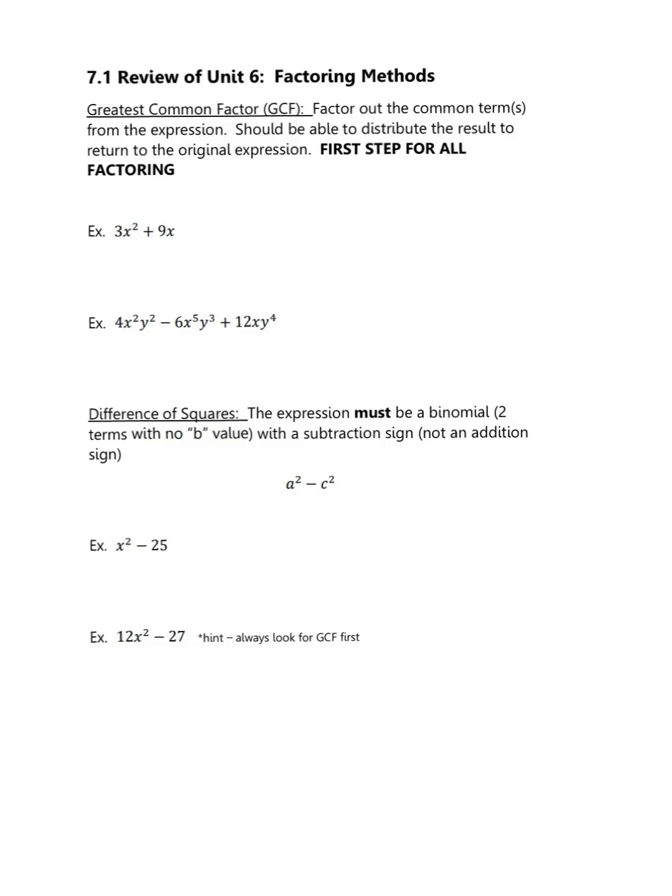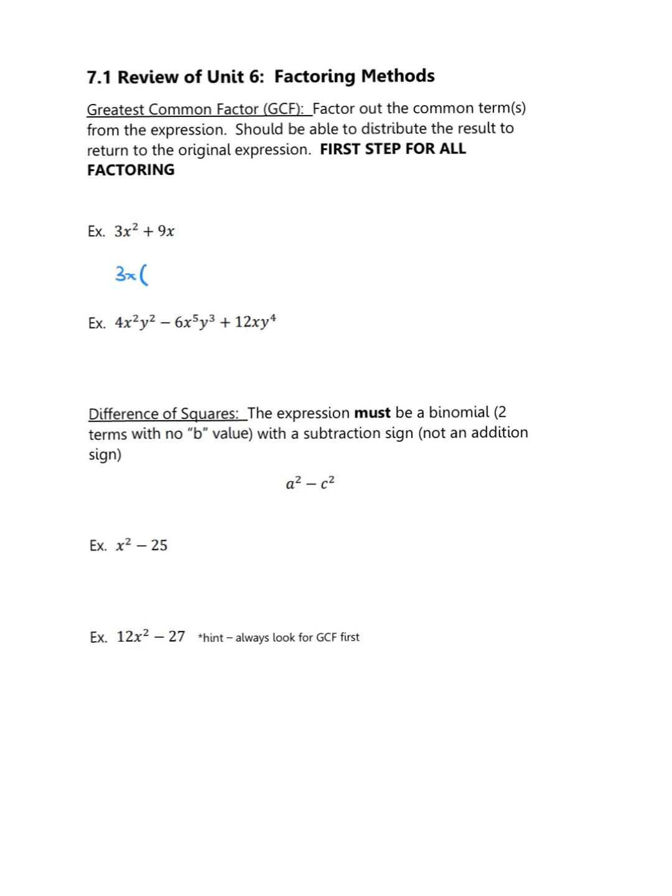In 7.1, we'll be reviewing concepts that we learned in Unit 6, including factoring. So when we're factoring, the first thing we should always look for is the greatest common factor. So we're looking for what can all of the terms in the expression be divided by. So in this first example, 3x squared plus 9x, both terms are divisible by 3x.